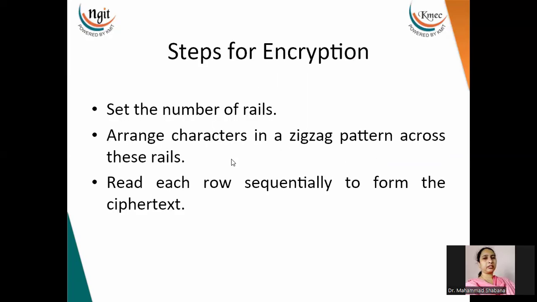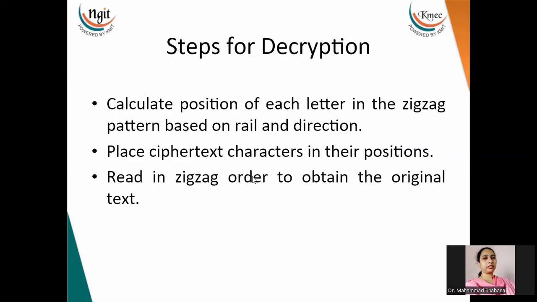These are the steps for encryption. First, we have to set the number of rails. According to our example, we are setting the number of rails to 3. Arrange the characters in a zigzag pattern across these rails. Then we read each row sequentially to form the cipher text.